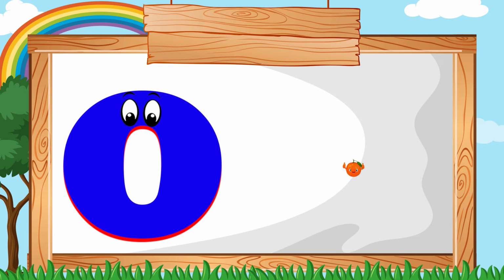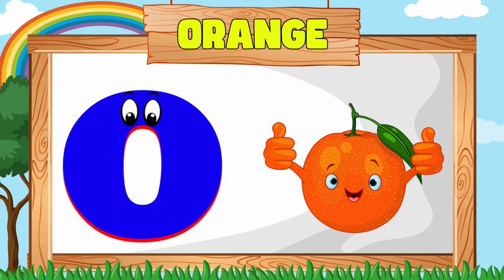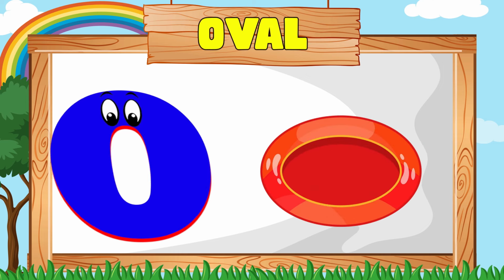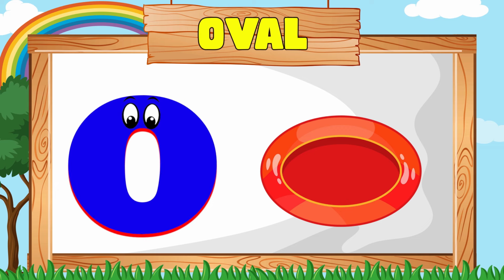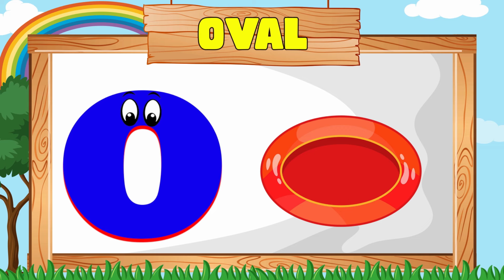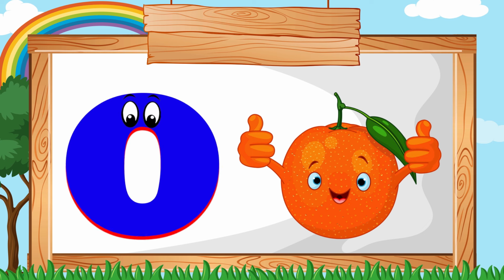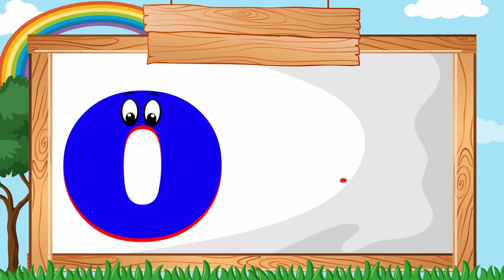O is for orange, o, o, orange. O is for oval, o, o, oval.